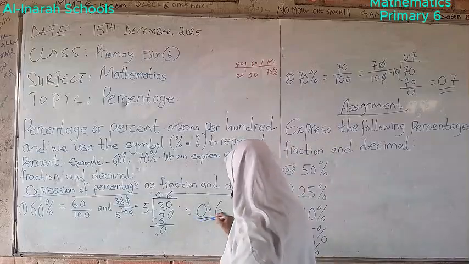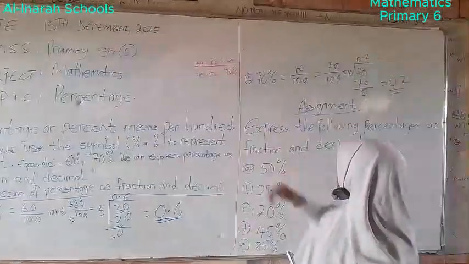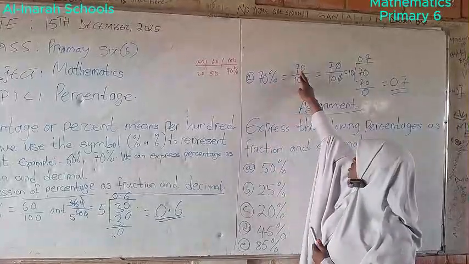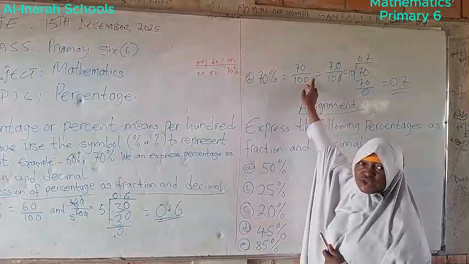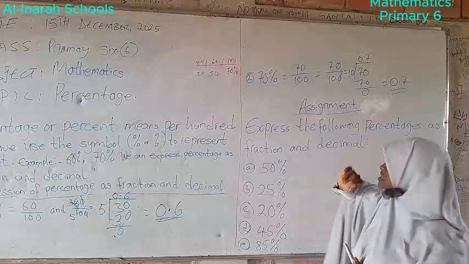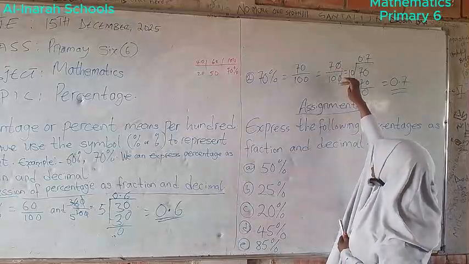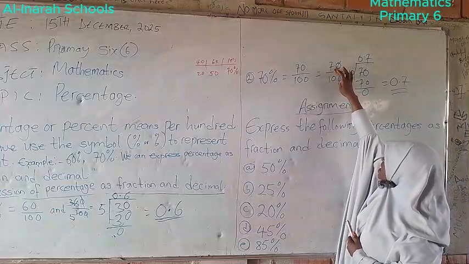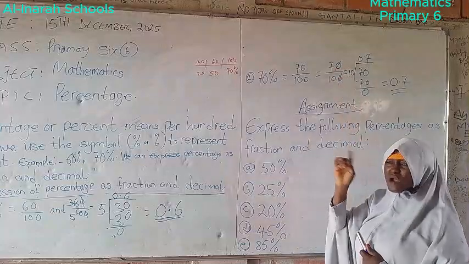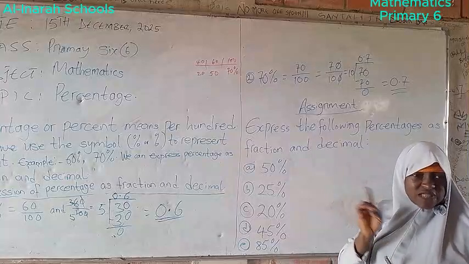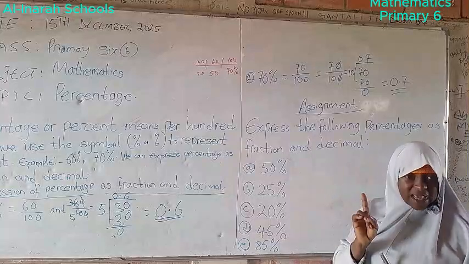Now let's move to the second example. For the second example, we have 70%. That's 70 over 100. To change it to a fraction, that one is very, very simple. Now let's go to decimal. Look at our 70 over 100. 0 cancel 0. When you look at 7 and 10, we cannot use any number to cancel 7 and 10. No number can divide 7 and 10. So we have to leave it like that.